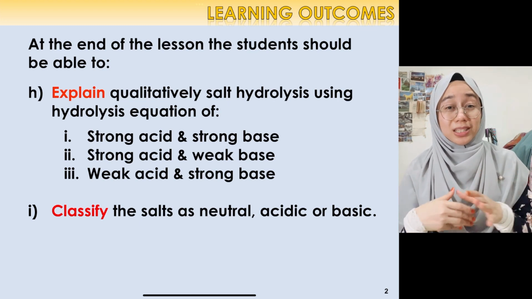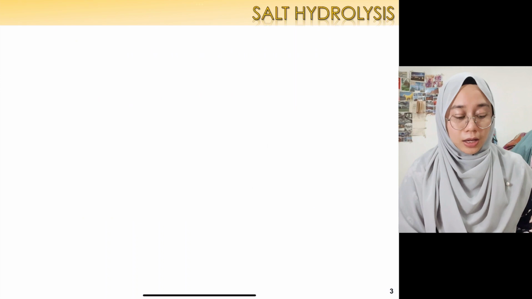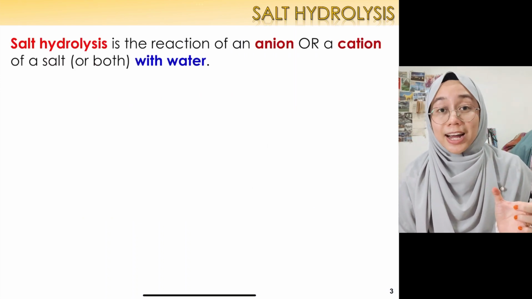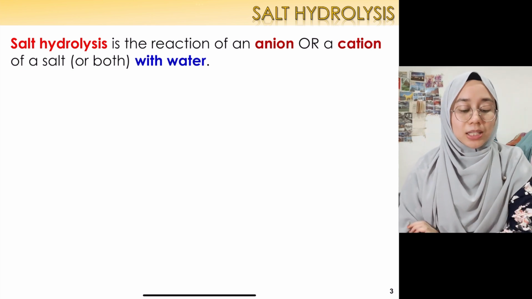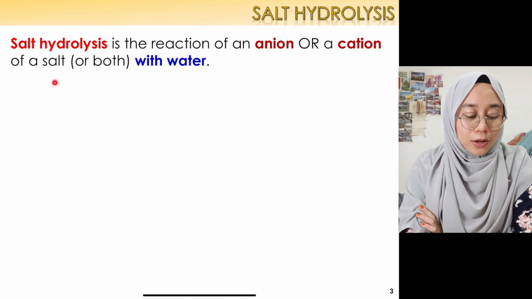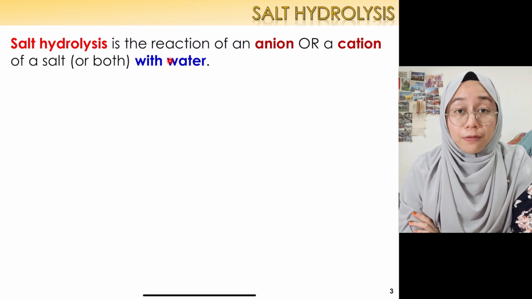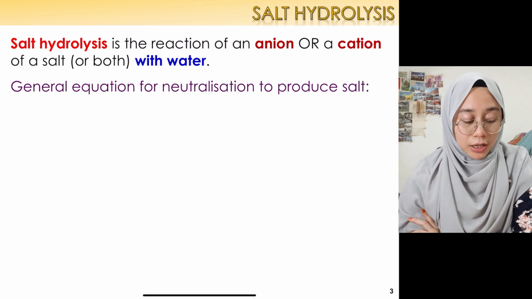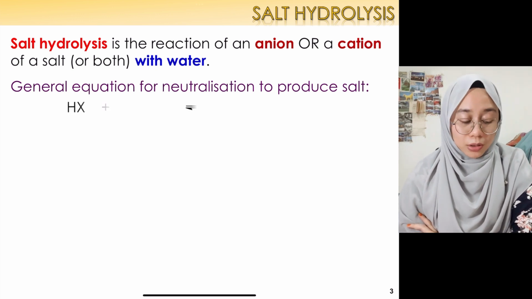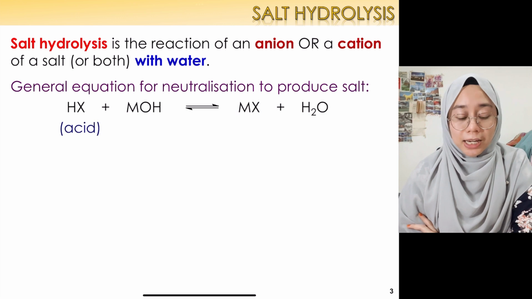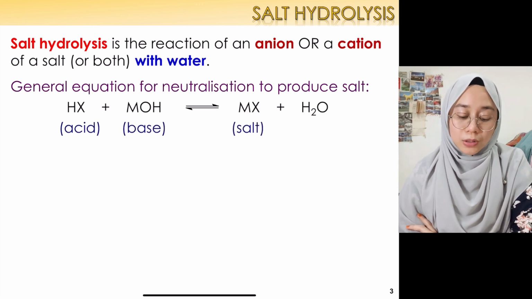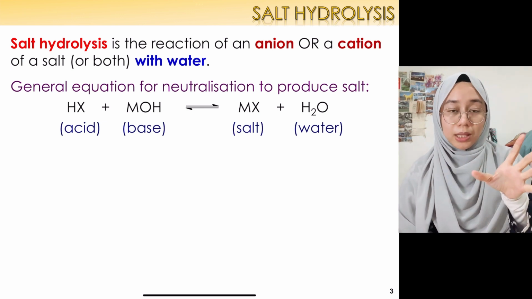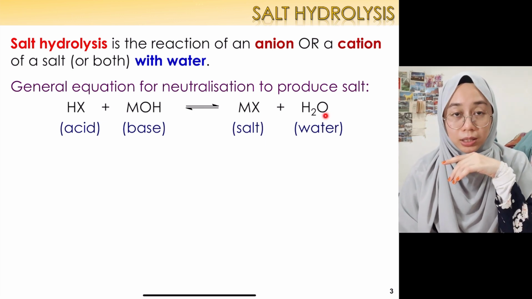So salt hydrolysis, what does it mean by salt hydrolysis then? Okay, so salt hydrolysis bermaksud benda tu mesti ada kaitan dengan air lah, hydro kan. Okay, so it is the reaction of anion or cation of salt or both with water. Okay, so mana datang anion cation ni? Daripada salt. So general equation for neutralization to produce salt is kita mesti ada acid dengan base lah kan. So acid dengan base and then kita akan produce salt and then water. Okay, so kita ambil pula water tu. So water tu nanti adakah dia akan react dengan the water ataupun tidak?